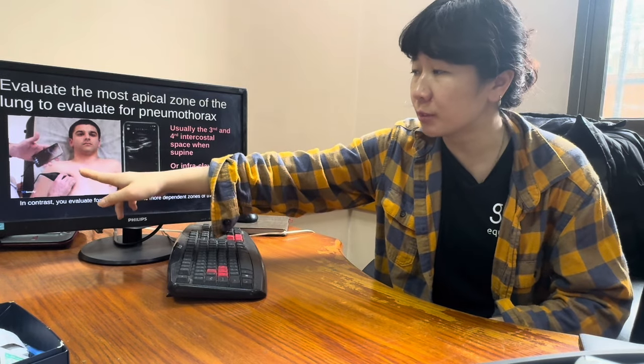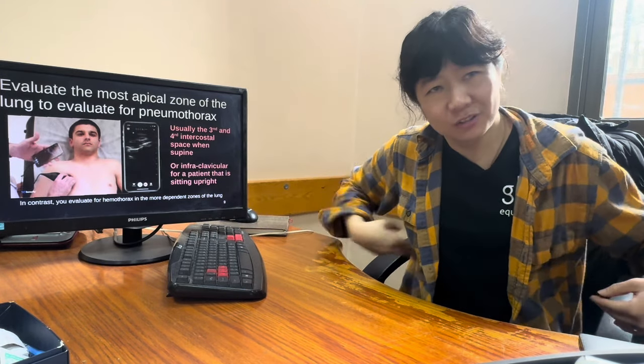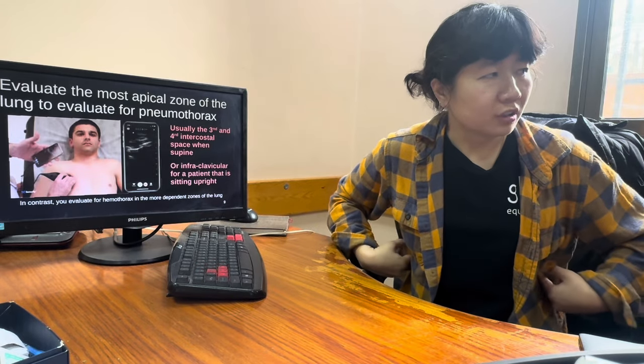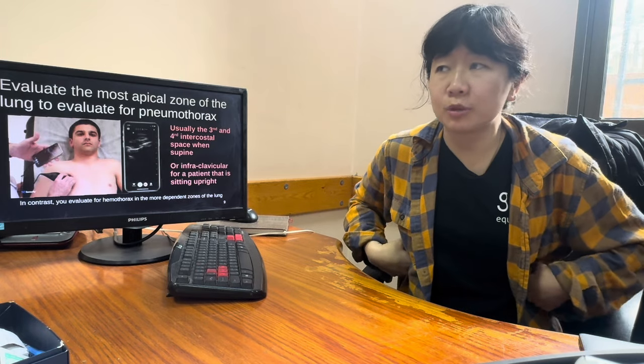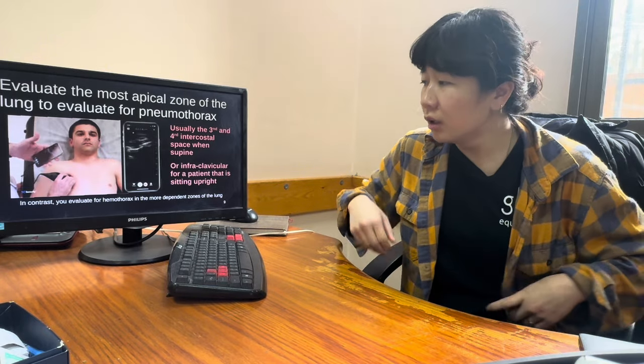In contrast, if you remember when we looked at the right upper quadrant and the left upper quadrant, you're looking at the most basilar dependent areas to look for the hemothorax, where the fluid would fall.